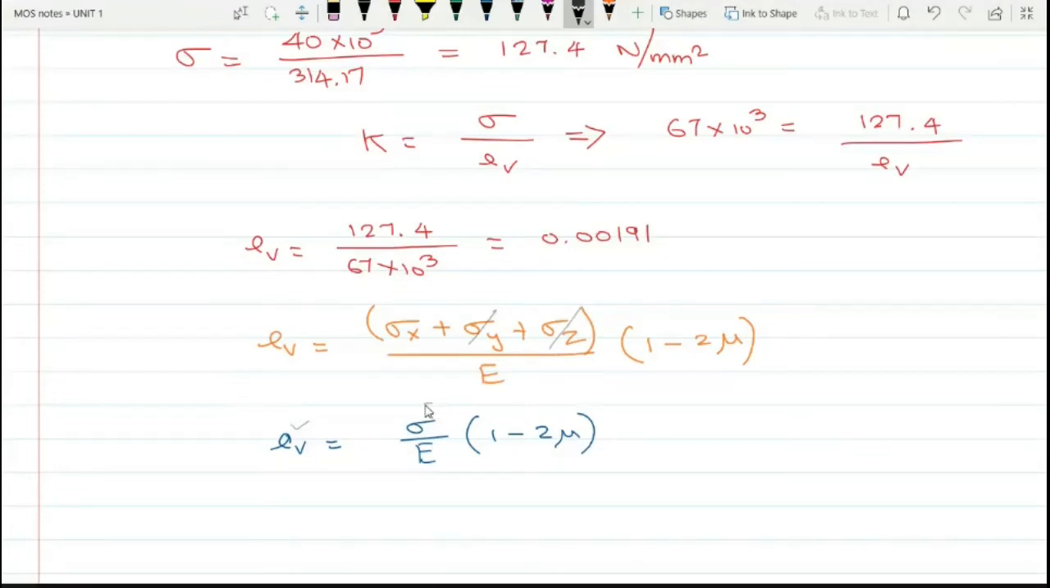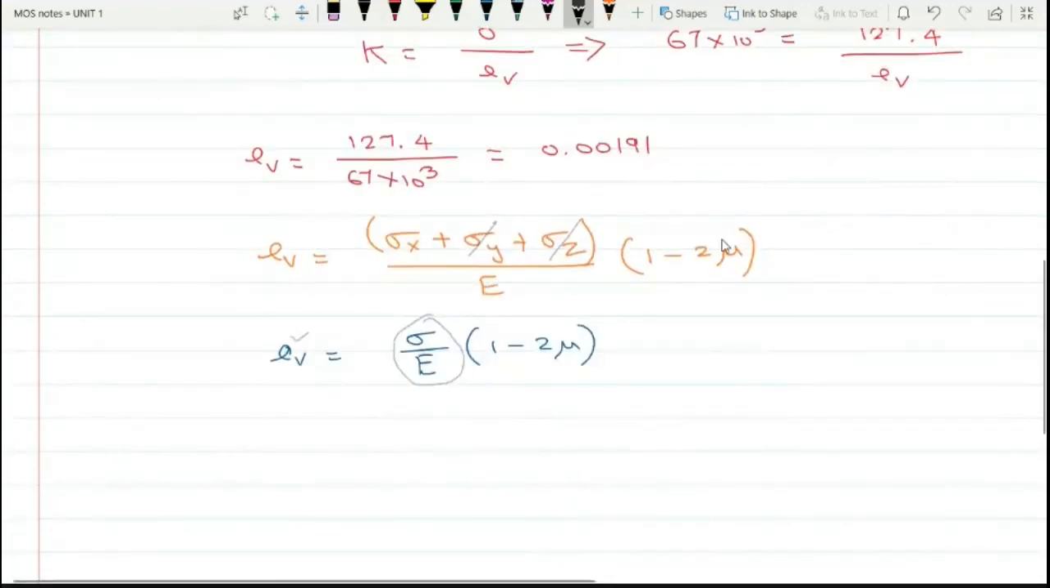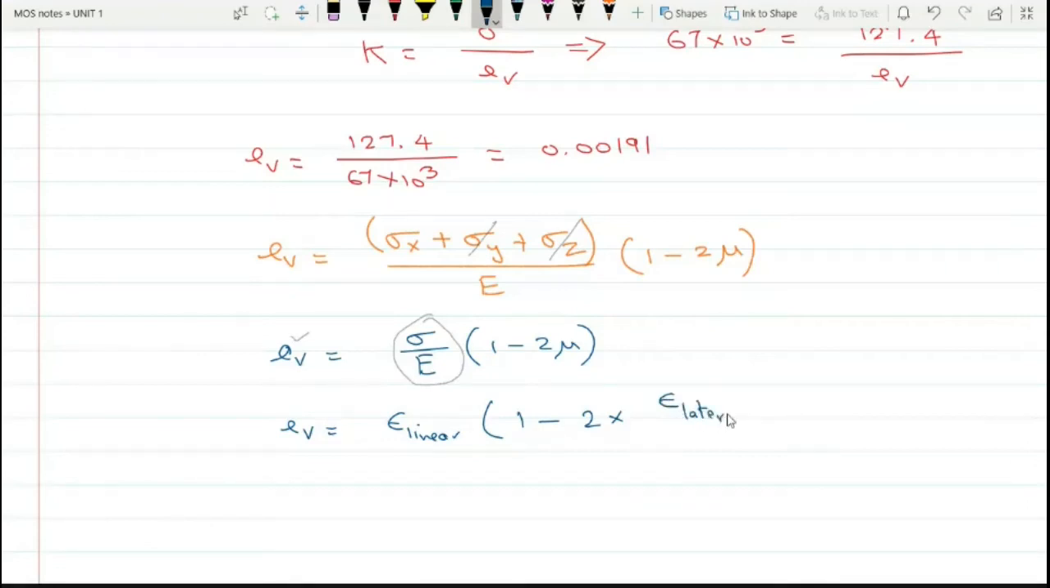So sigma by E is linear strain. So I can write EV is equal to linear strain into 1 minus 2 into mu, where mu is lateral by linear. So we know that formula: lateral strain by linear strain.